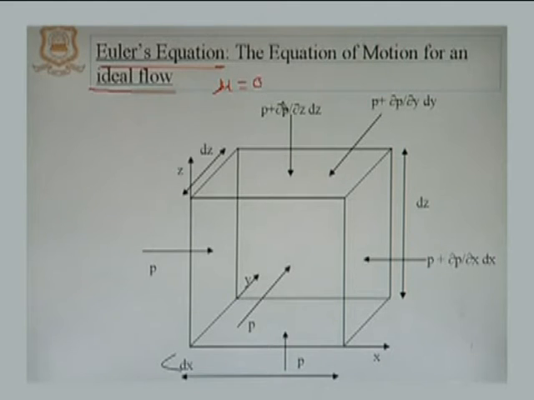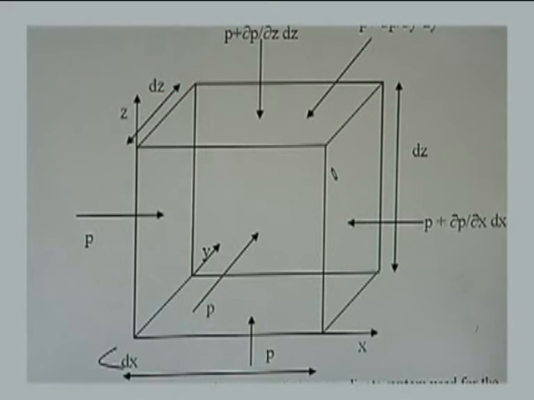When viscosity is assumed to be 0, it means that its surfaces will not be subjected to any shear stress. When its surfaces will not be subjected to any shear stress, then what type of forces will be applied on the surfaces? That will be equal to surface force, and surface force will come into picture because of the pressure.